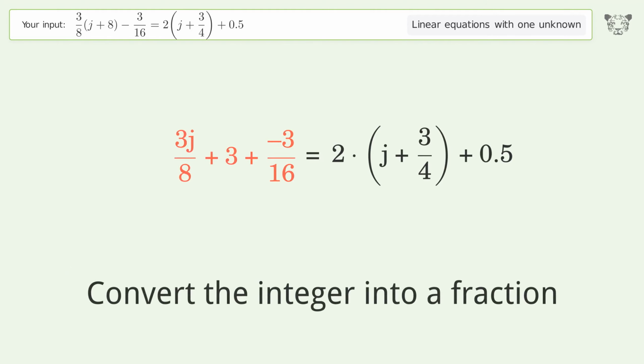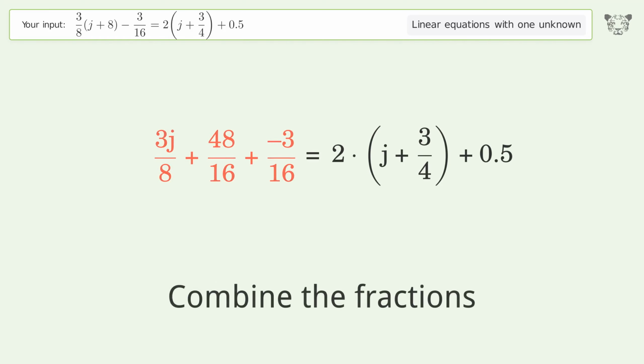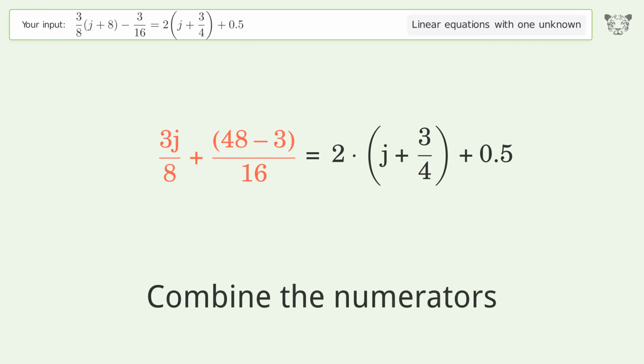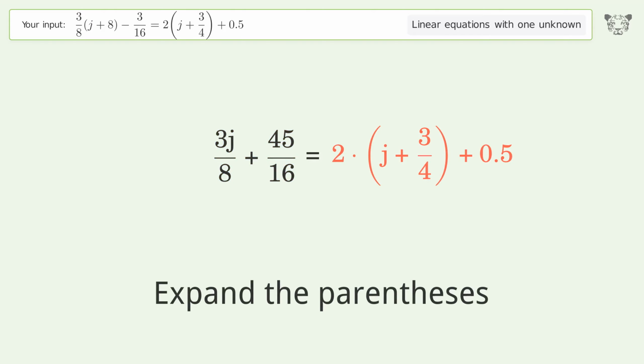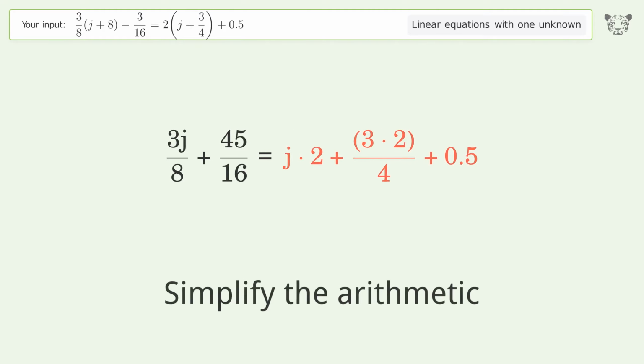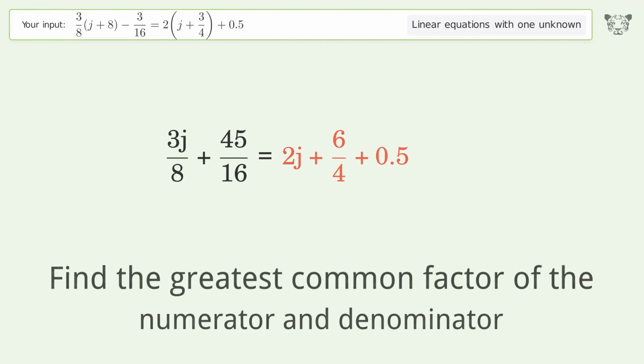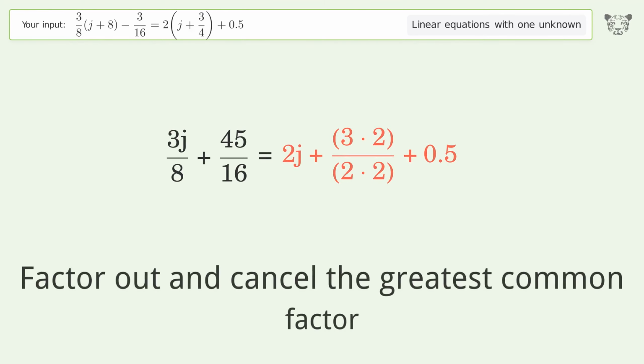Convert the integer into a fraction. Combine the fractions. Combine the numerators. Expand the parentheses. Simplify the arithmetic. Find the greatest common factor of the numerator and denominator. Factor out and cancel the greatest common factor.